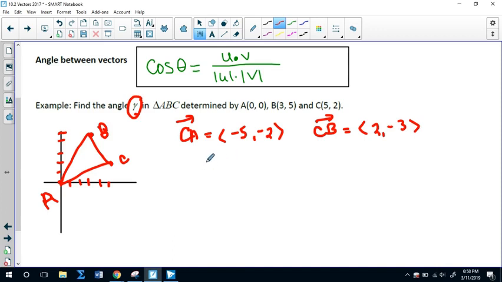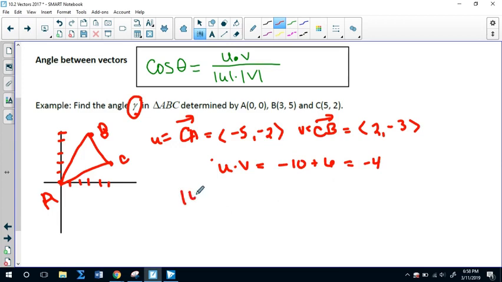And I need to do the dot product of those two vectors. I'm going to call this U and this V. So U dotted with V will be -10 plus 6, which equals -4.